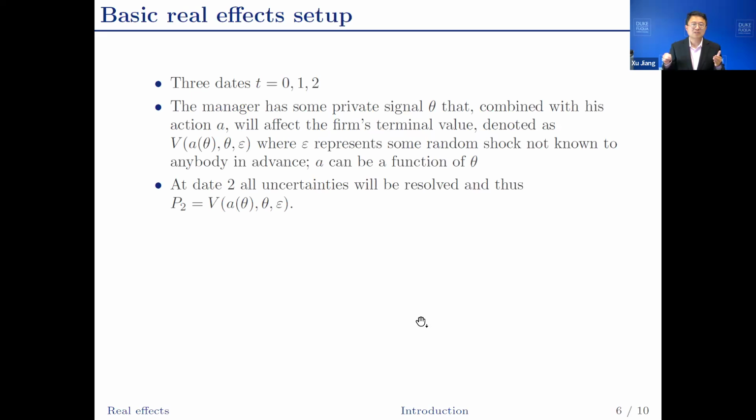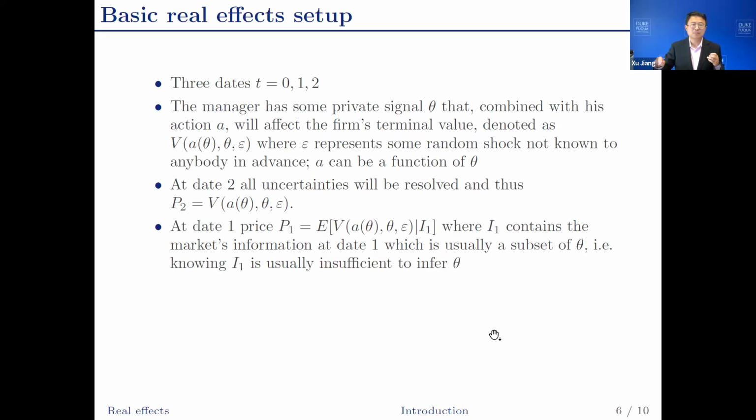At date 2, all the uncertainties are going to be resolved. So P2 would be exactly equal to the terminal firm value. At date 1, the market sets the price. The price would be the expectation of the firm's terminal value at date 2 based on the information that the market has at date 1, I1. And the information that the market has at date 1 is usually a subset of theta, because the manager knows theta, but the market does not know. So I1, the information set of the market at date 1, is usually insufficient to back out theta.